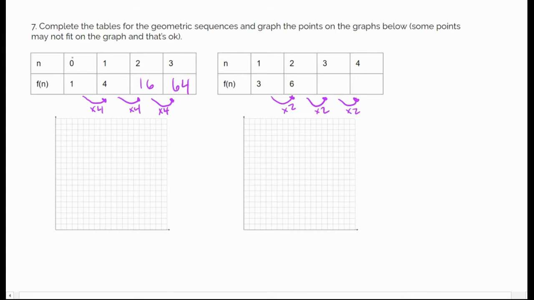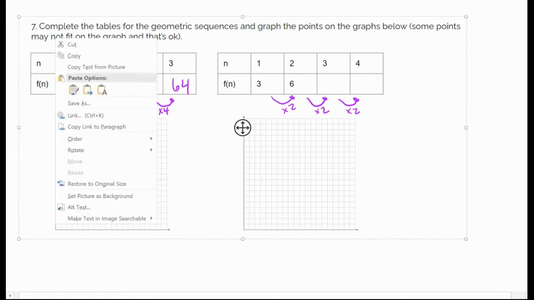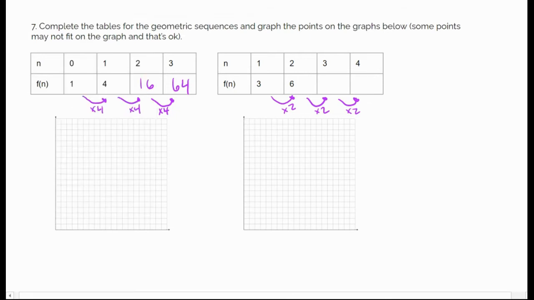Now graphing. My initial term, term 0, is 1, and my first term here is 4, so 1, 2, 3, 4. My second term is 16, so 2, 3, like right there. My third term is 64, which goes off the graph.